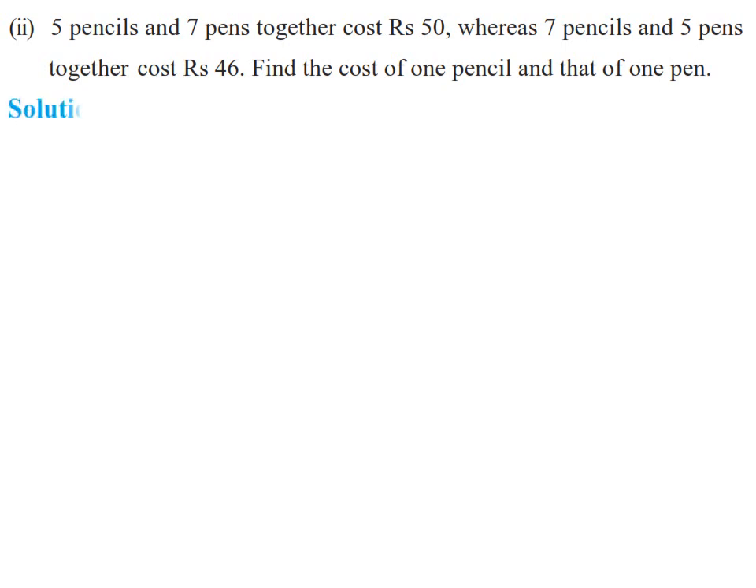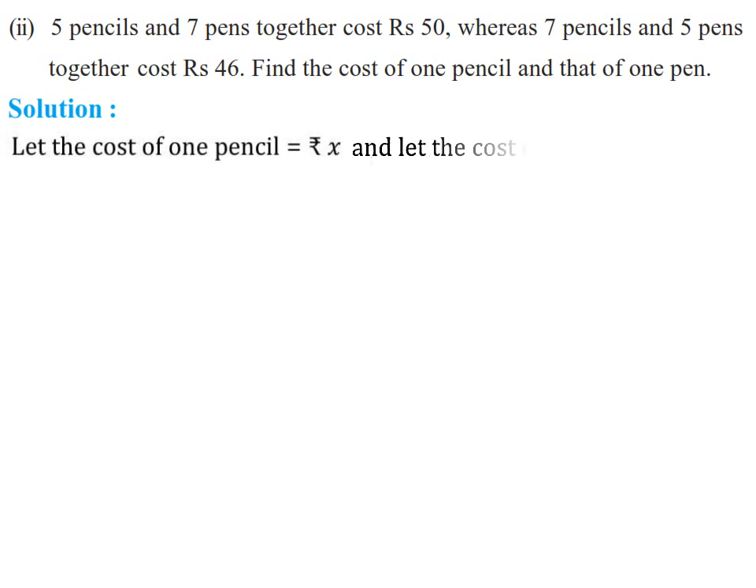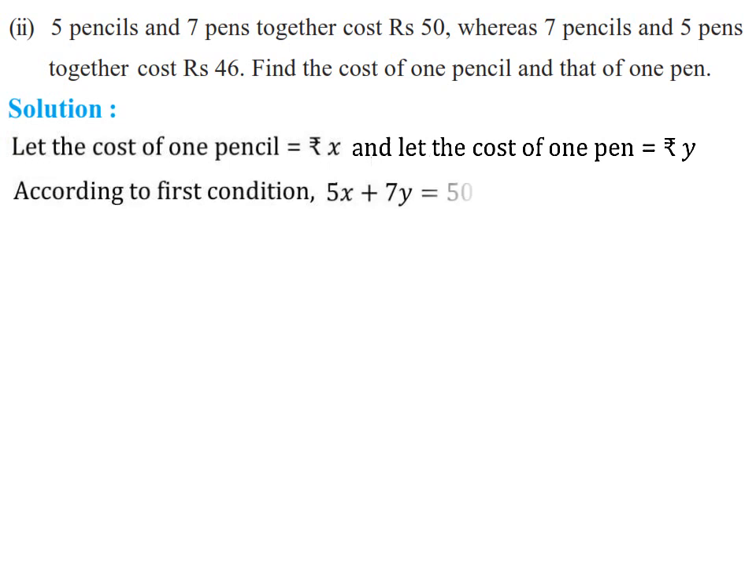So for the solution, let us assume the cost of one pencil is x rupees and the cost of one pen is y rupees. Now what we have, according to the first condition, for 5 pencils it is 5x and 7 pens it will be 7y. So 5x plus 7y will become 50. And from the second condition I will get 7x plus 5y is equal to 46.